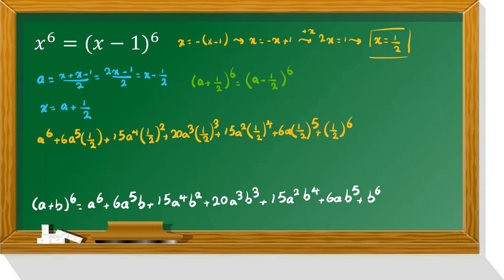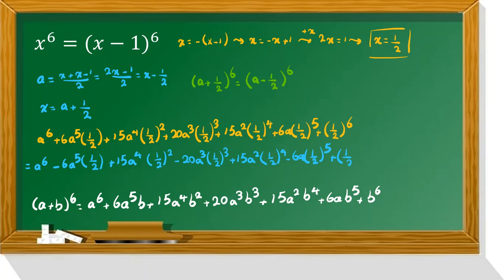Okay? It is equal to a to the 6. Now the other part is a minus 1 over 2. So if we write, it will be minus 6 a to the 5, 1 over 2, because we have negative 1 over 2 here. The next one, we have negative 1 over 2 squared, which will be 1 over 2 squared. The next one is negative 20 a cubed, 1 over 2 cubed. Next one is plus 15 a squared, 1 over 2 to the 4. Next one, negative 6 a, 1 over 2 to the 5. And last one, plus 1 over 2 to the 6.